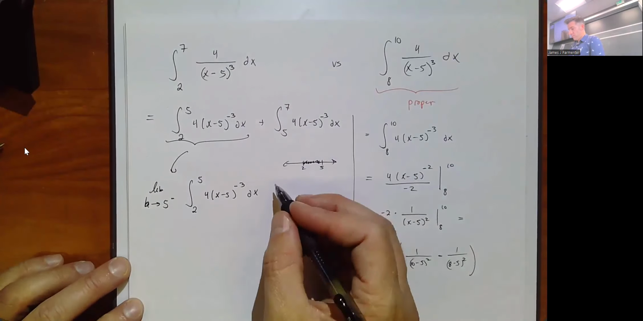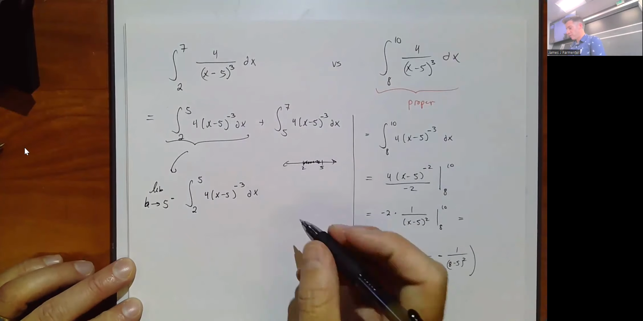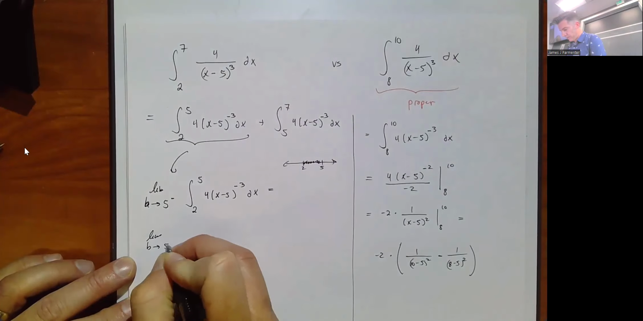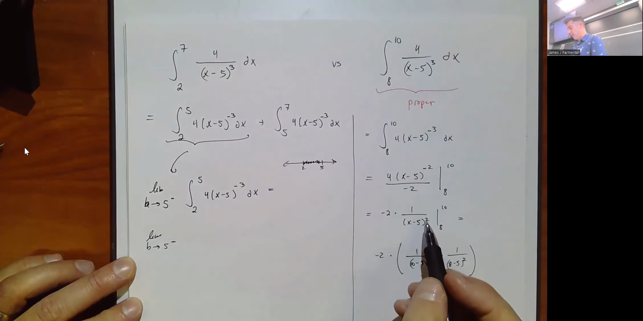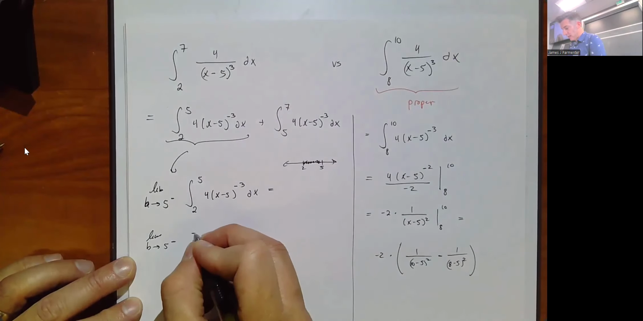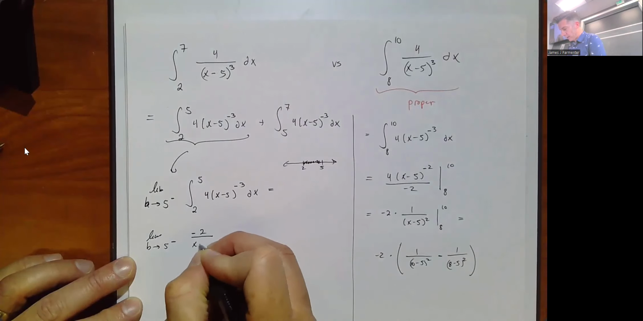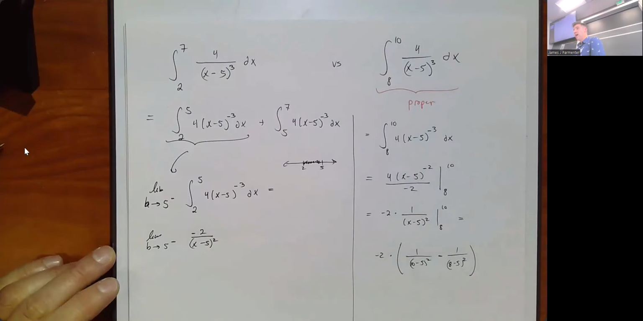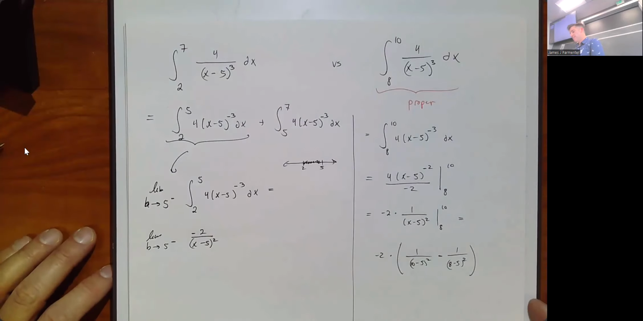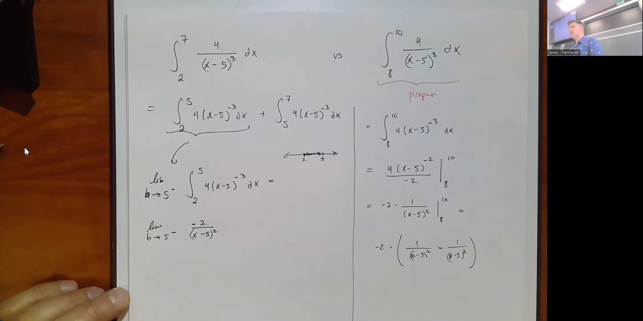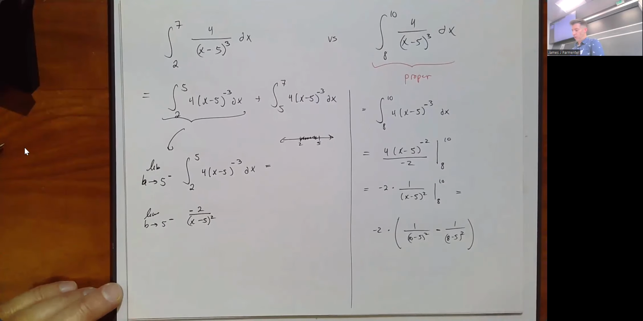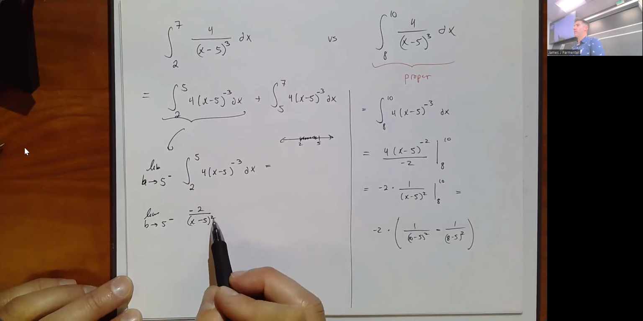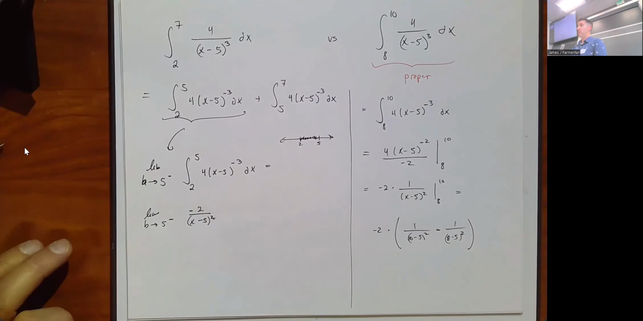And then we already did the antiderivative. Great. The limit as B approaches 5 from the left. The antiderivative, I'm going to write it as negative 2 over (x minus 5) squared. And I really will recommend, it's usually best to try and write your antiderivative simplified with positive powers. And I'll tell you why in just a minute.